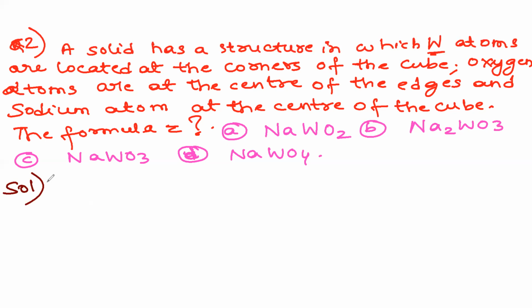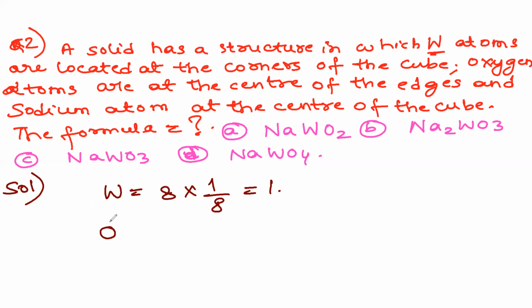So now, since tungsten atoms are at the corners of the cube, definitely W is equal to 8 into 1 by 8, which is equal to 1, because it is occupying only corners.